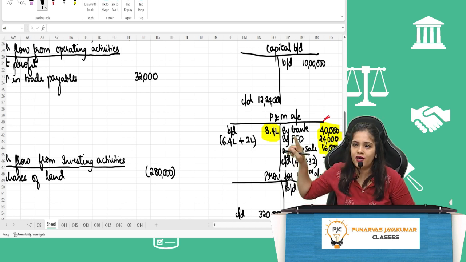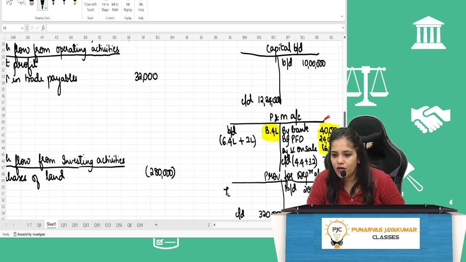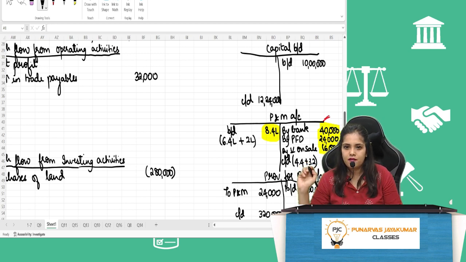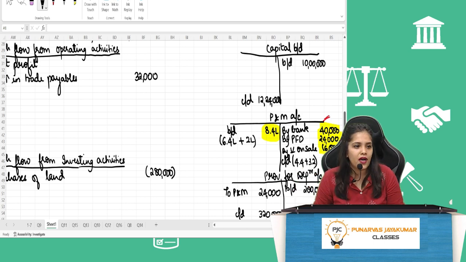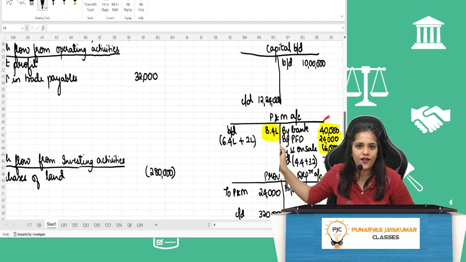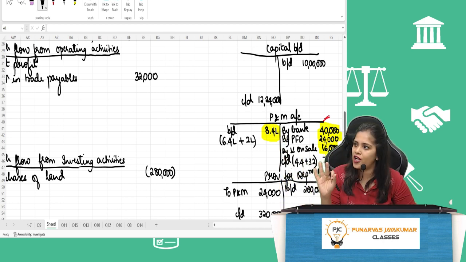So here you will write by provision for depreciation account, 24,000, to plant and machinery account. Am I clear till here? Everybody, did you understand properly till here? Now the asset is fully sold. We have recorded all three things: bank, depreciation, and loss.